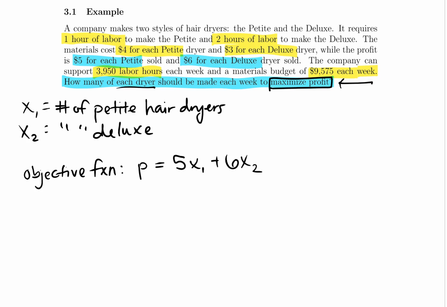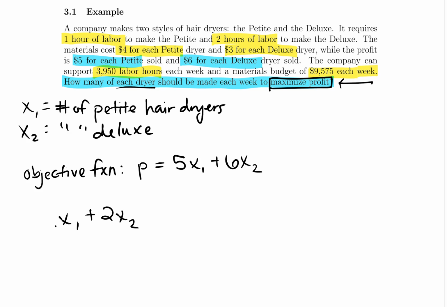So we would like to maximize this objective function subject to the constraints that are determined by the labor hours and the budget. So now let's go ahead and come up with those constraints. Let's do the labor hours first. We know that every petite hairdryer contributes 1 hour of labor. So you can say 1x1, or we can just leave it as x1. So x1 plus the 2 hours of labor that it takes for a deluxe hairdryer.